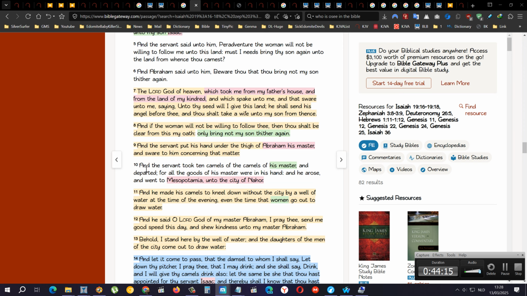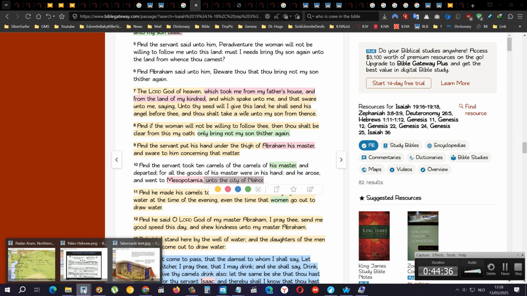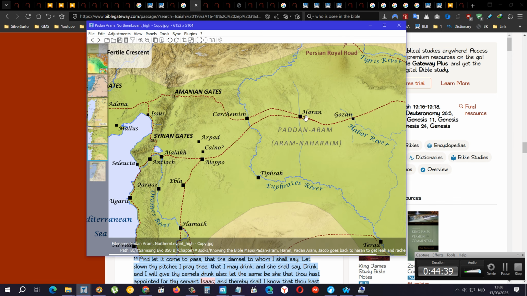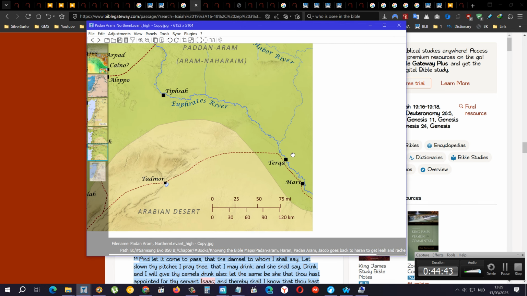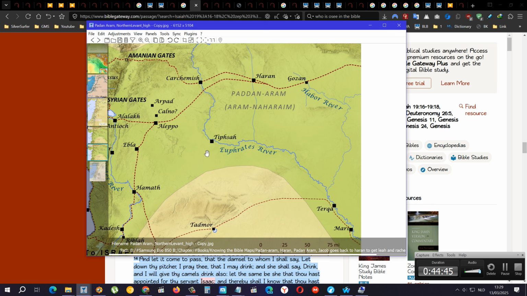Genesis 24:10. And the servant took ten camels of the camels of his master and departed, for all the goods of his master were in his hand. And he arose and went to Mesopotamia unto the city of Nahor. And what city was that? That city was Haran, because they were there, and they came from Ur of the Chaldees down there.